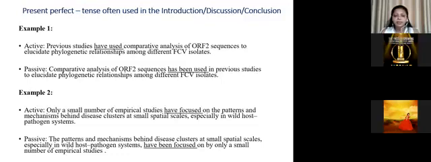Okay, and let's look at the passive construction. Comparative analysis of ORF2 sequences has been. Okay, comparative analysis. Now, can you remember we did the subject verb agreement? Now here let's look at comparative analysis, singular or plural. Comparative analysis of ORF2 sequences. දැන් මෙතන sequences කියලා last word එක තියෙන්නේ, but look at the whole thing. මේවා තමයි අපිට ගොඩක් වෙලාට වරදින්නේ. Comparative analysis of ORF2 sequences.